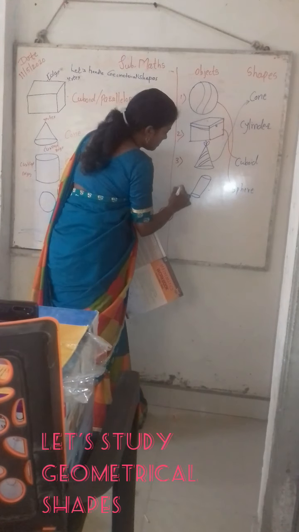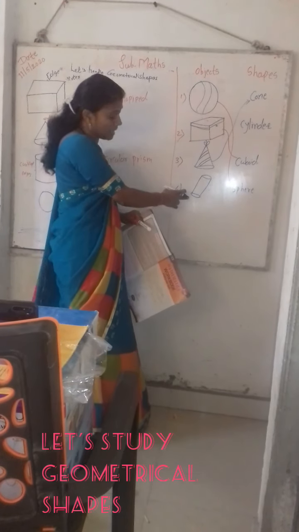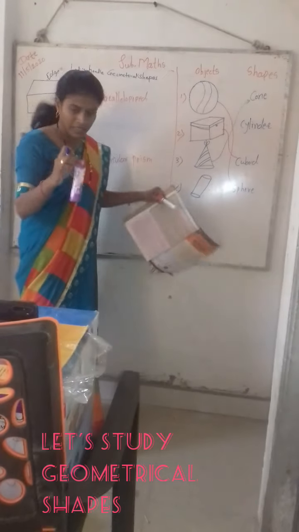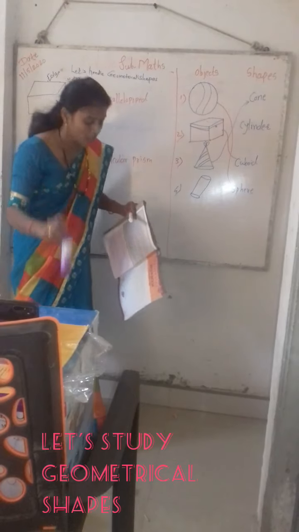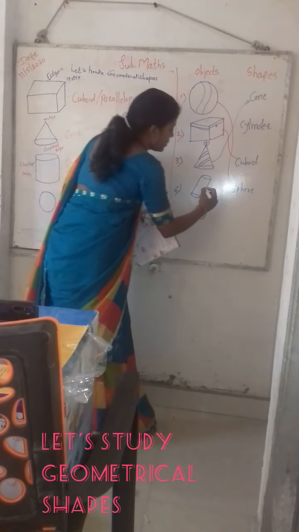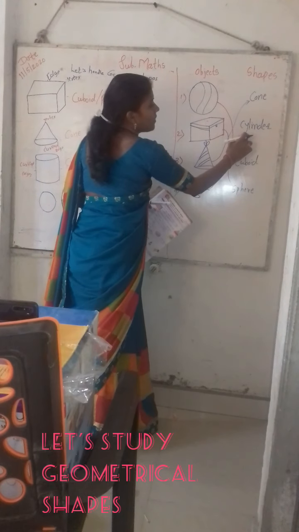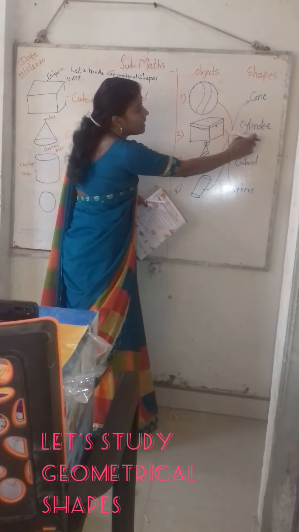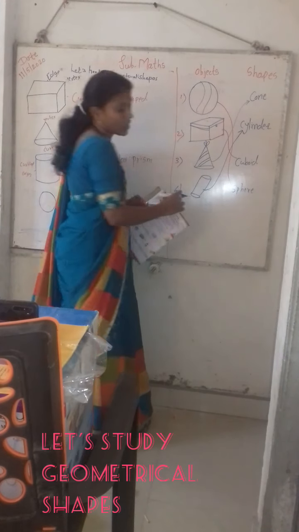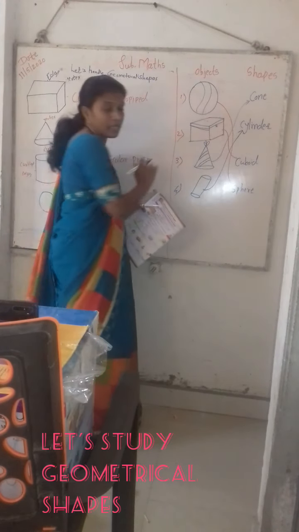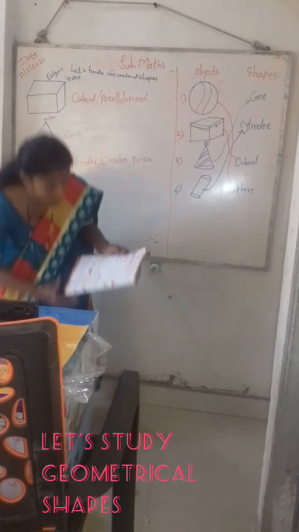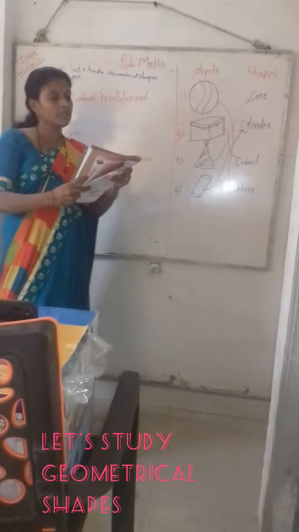Our fourth shape is cylinder, just like this bottle. This shape is like a bottle. So what can we call it? We can call it cylinder shape. Now tell me, what are edges and corners?